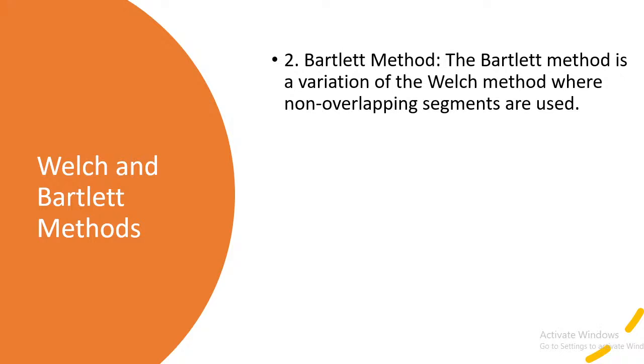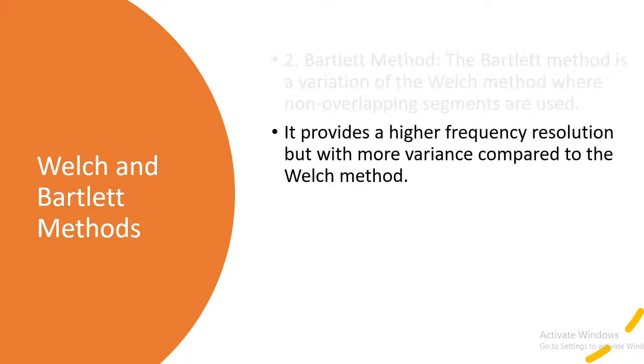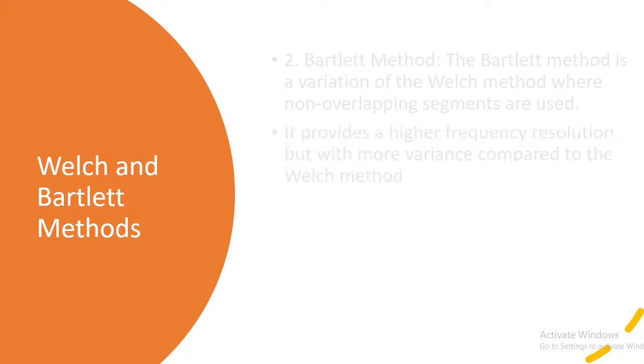Then Bartlett's method. Bartlett's method is a variation of Welch's method, and in this you are taking many segments, but these segments are not overlapping with each other. In Welch's method, segments are overlapping. Here they are not overlapping. Since they are not overlapping, they will provide a high frequency resolution, but there will be more variance compared to Welch's method. So frequency resolution increases, and the variance will be increased.